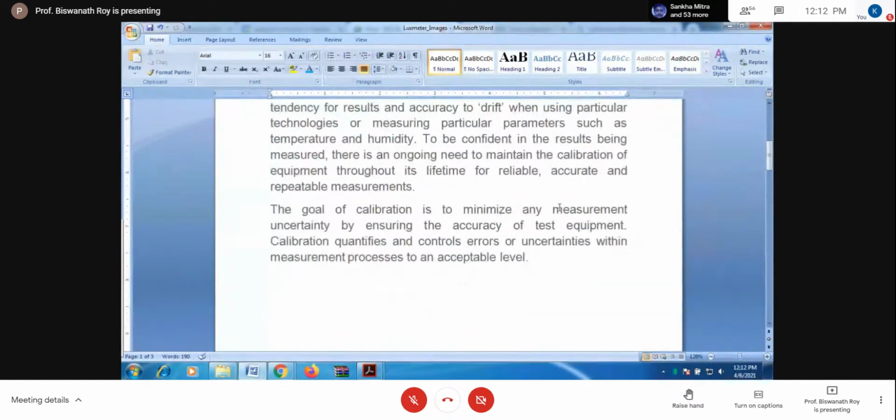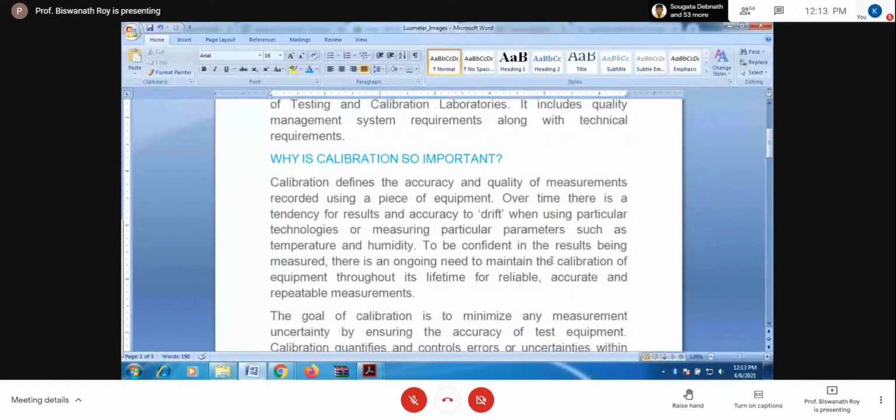So the goal of calibration is to minimize any measurement uncertainty by ensuring the accuracy of the test equipment. Calibration quantifies and controls error or uncertainty within the measurement processes to an acceptable level. That is important. Uncertainty, we can minimize it. Error, we can minimize the error. But error, we cannot make it zero. What we can do is reduce it within an acceptable level. So that is the common practice of actual measurement, right?